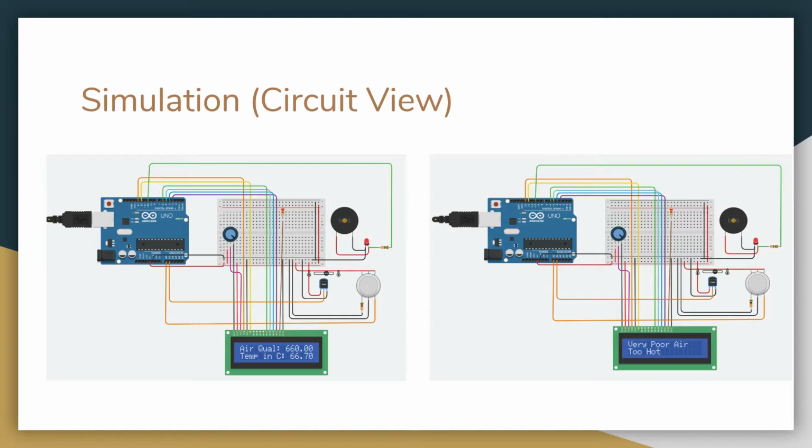For example, in the left picture, the air quality value is 660. We set the system so that when the air quality value is higher than 500, the corresponding state is very poor air, as shown in the right picture. Also for the temperature, if the value is higher than 34 degrees Celsius, which the left picture shows as 66.7 degrees Celsius, the corresponding state is too hot, and the alarm will be on. You can see it in the picture.